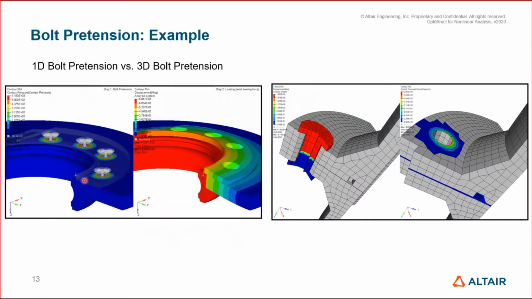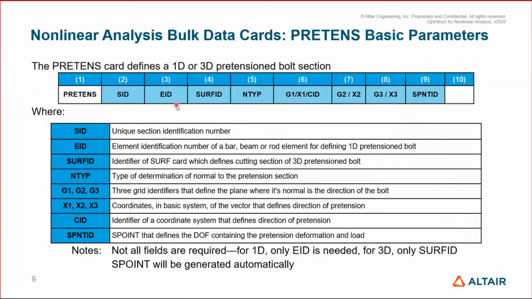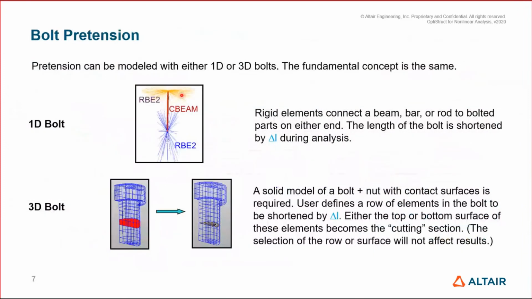Yeah. So here is an example of 1D pretensioning and 3D pretensioning. With 1D, as you see here, it's just an RB2, then a bar or beam, and then an RB2 at the bottom. Of course, with this you don't see any contact, because these elements are directly tied to the parts, so you don't need to define any contact.